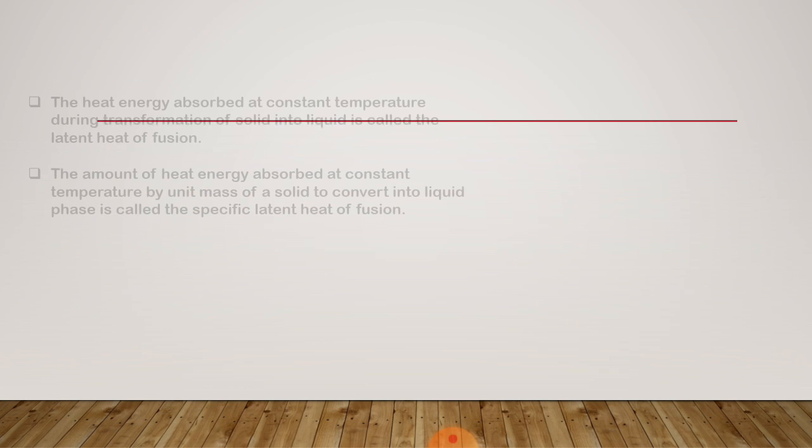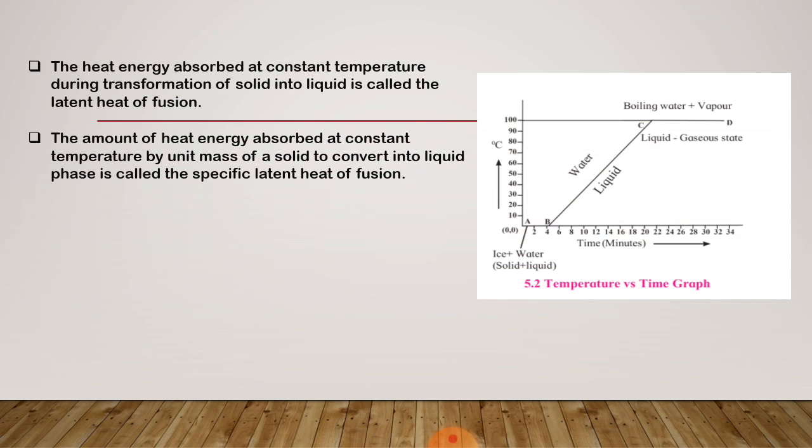Okay, yes. Then here we have seen this graph where the heat energy absorbed at constant temperature during the transformation of solid into liquid is called latent heat of fusion. Then the amount of heat energy absorbed at constant temperature by a unit mass of solid to convert into liquid phase is called specific latent heat of fusion. In specific latent heat of fusion, it is a unit mass of solid to convert into liquid, whereas in latent heat of fusion, solid into liquid, there unit mass is not mentioned.